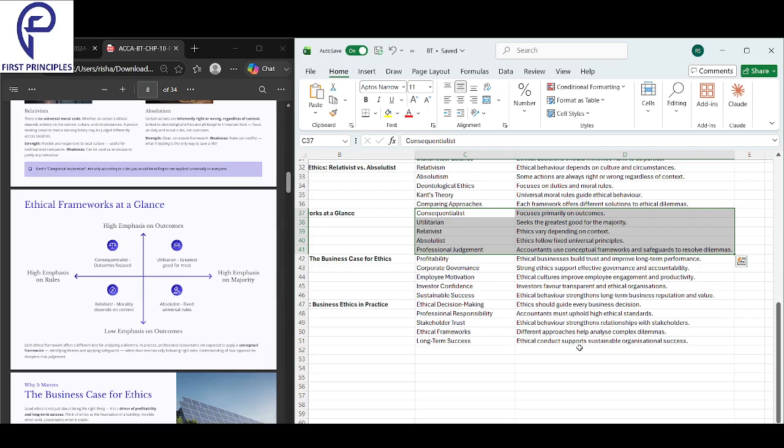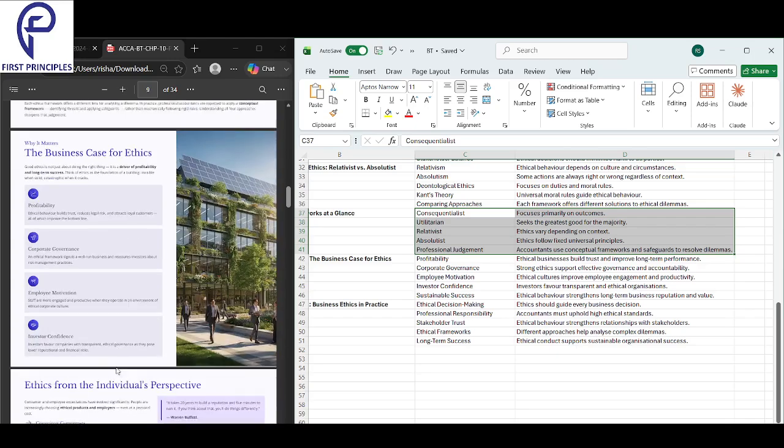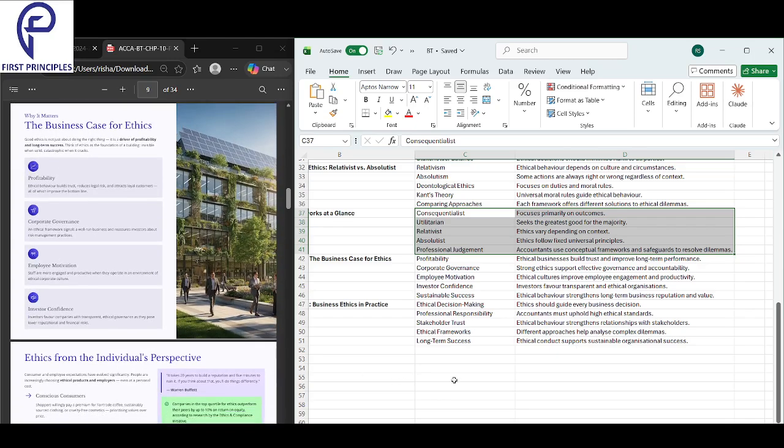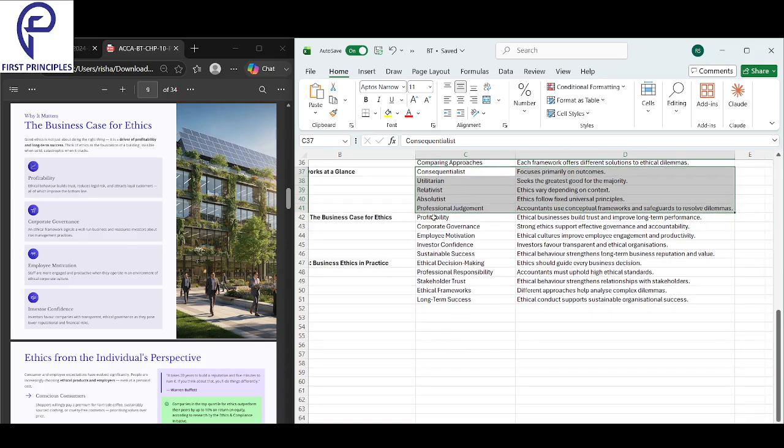Okay, what do accountants do? They use conceptual framework and safeguards to resolve dilemmas. Okay, finally, why it matters. The business case for ethics. Why is ethics important?